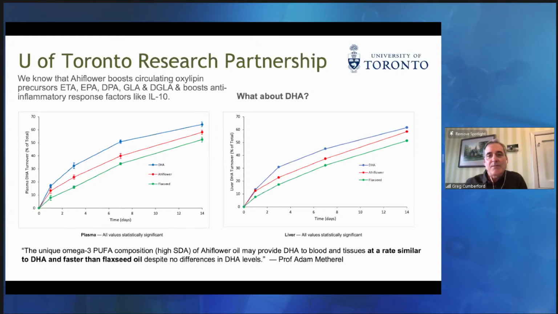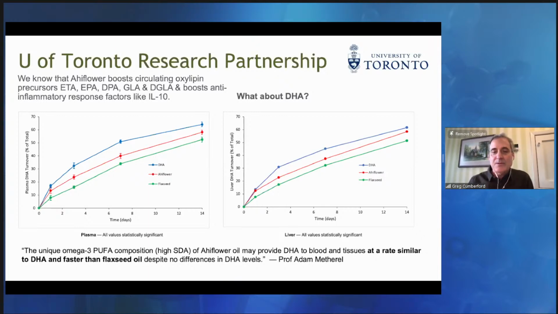This is work that Adam's team has done. This recapitulates one of the graphs that he showed, but it is showing that in just the first 14 days of that dietary time trial, looking at plasma and liver DHA biosynthesis, you're seeing how tightly separated the ahi flower is in the red from flax in the green, but how close it is to the marine DHA-fed animals. And so it comes out to be about 80 to 90% as efficient in that respect.